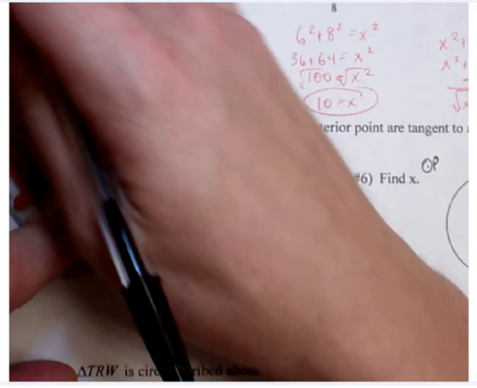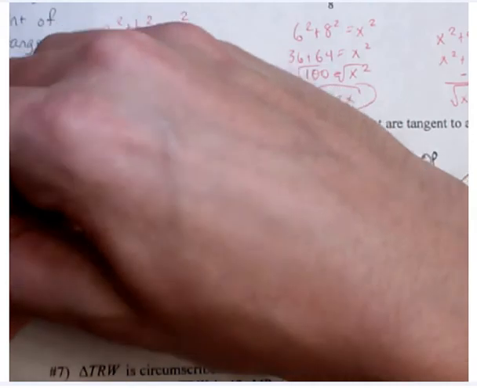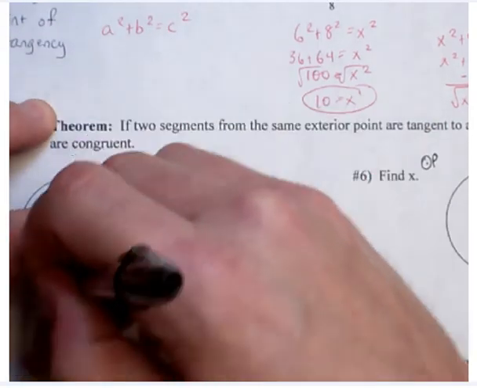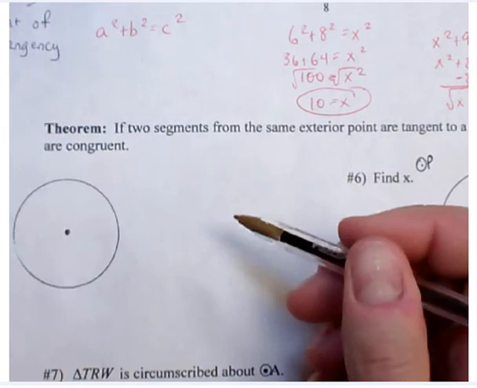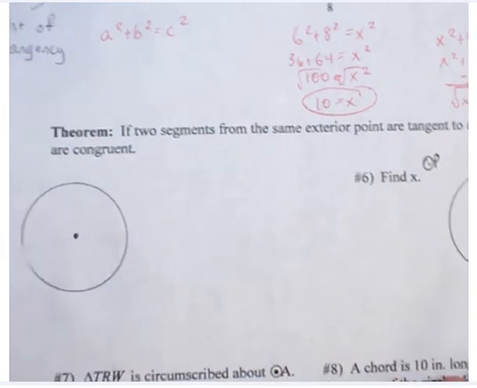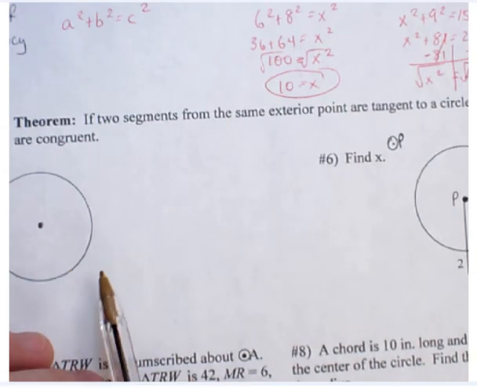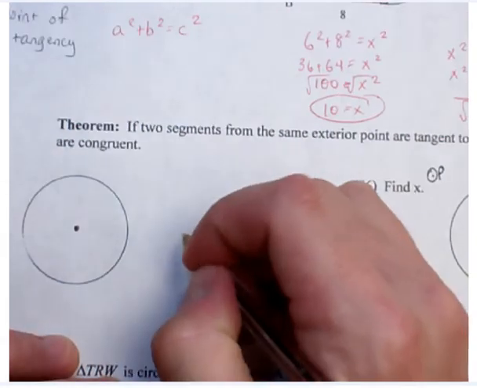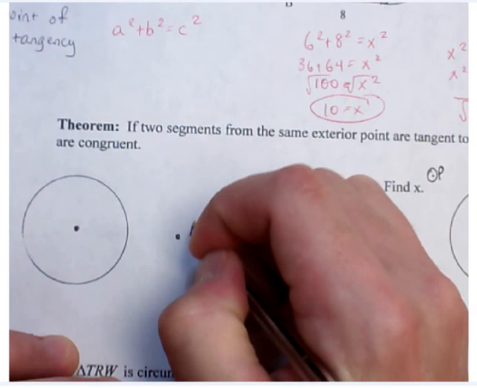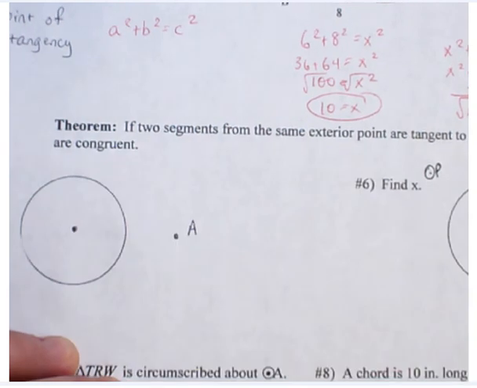And this one is going to be, this is important that we have a good circle, because we're going to measure this and we're going to come up with our relationship. And here's what we're going to do. We're going to pick a point outside the circle in the exterior. Let's just call that A. Okay, there's a point outside the circle.